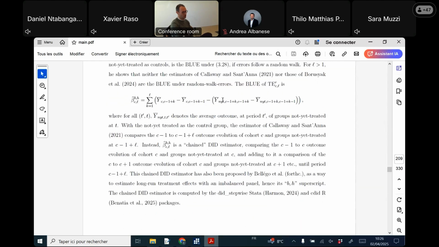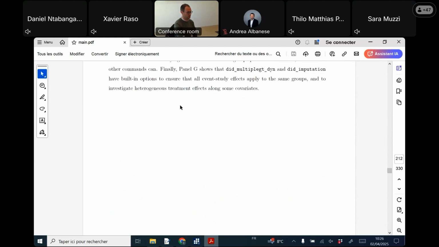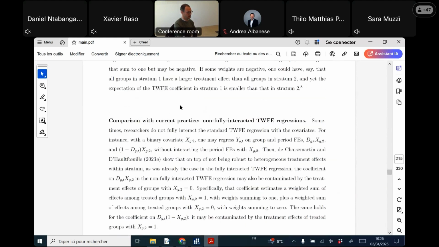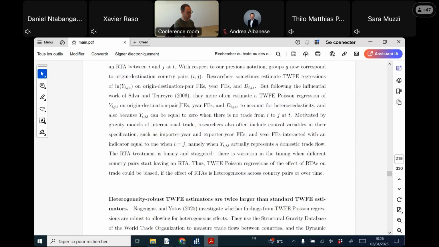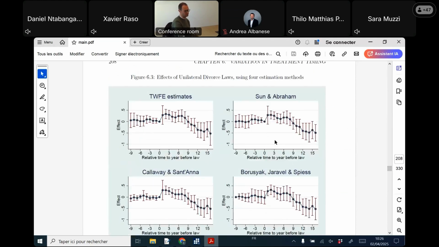So we see that when we compare the efficiency of those estimators, from a theoretical standpoint, there is no clear-cut answer. One estimator could be more efficient than the other. It really depends on the DGP. So in practice, when we look at our event study graph, did I skip it? Yeah, I did skip it. When we look at this event study graph, when we look at the size of those confidence intervals in this panel and that panel, does it seem like one of the heterogeneity-robust estimators is consistently more precise, with tighter confidence intervals than the others?